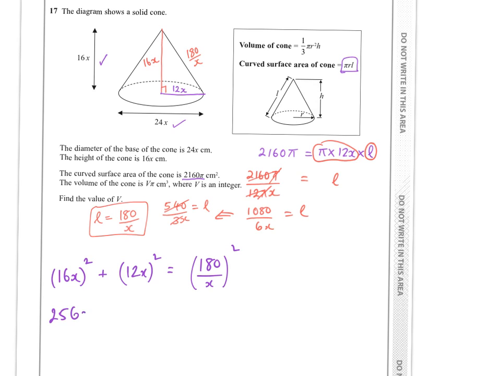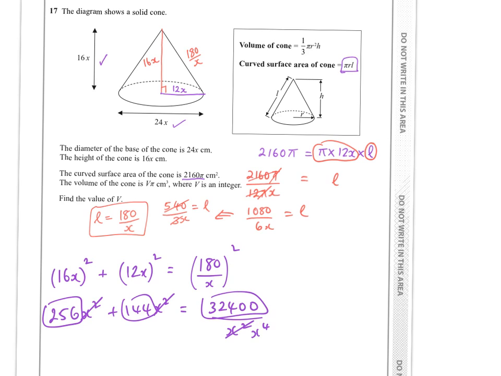So we'd have 256x squared plus 144x squared is, well, 18 squared is 324, and then we'd have x squared here. And I think what I'll do next is I'll divide everything through by x squared. And then I would try and work out here how to get x on its own. So I'd have 256 and 144, which will be, that's 400, that's nice and easy. So 400 equals 324 lots of 100, so 32,400 over x to the power 4.